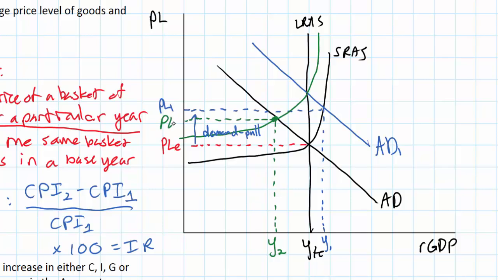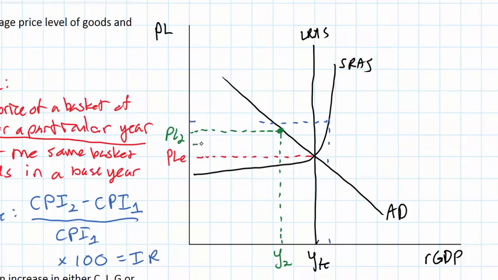I'll call this PL2. So our green shift here, it's getting a little bit cluttered on our graph. Maybe I can erase the AD. Let's show that again. Rising costs cause a shift of aggregate supply, short-run aggregate supply, to the left, and in the short run, output falls to Y2, and price levels rise to PL2. This is cost push inflation.